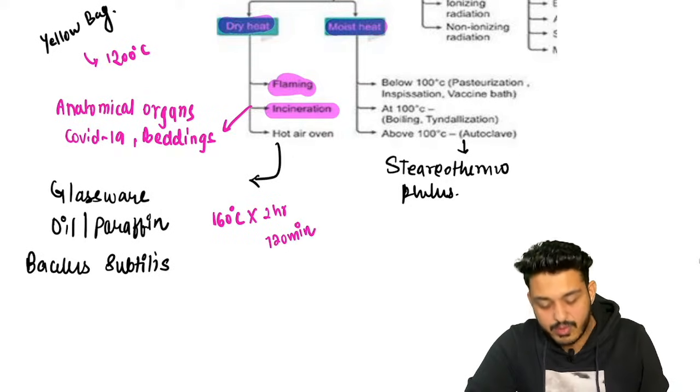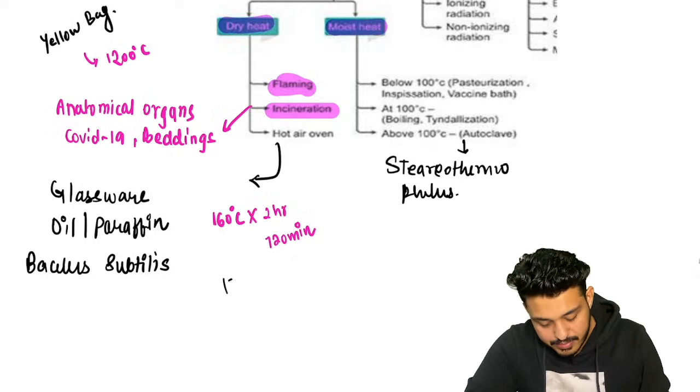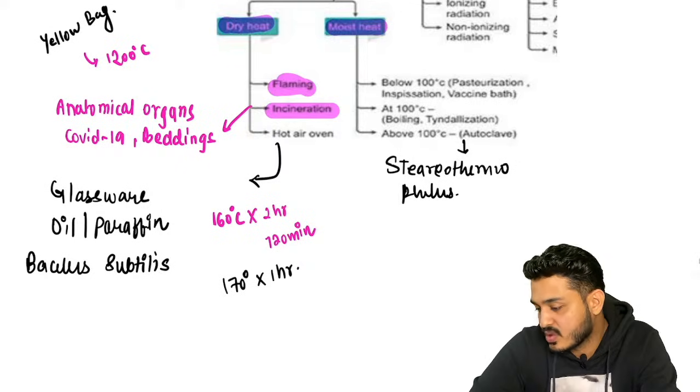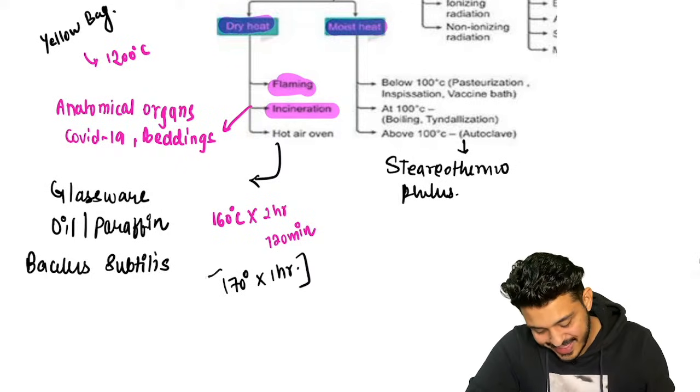160 degrees, 120 minutes, right? We can also do the same thing for 170 degrees Celsius, 1 hour, right? This is also hot air oven. Both the things can be used, right?